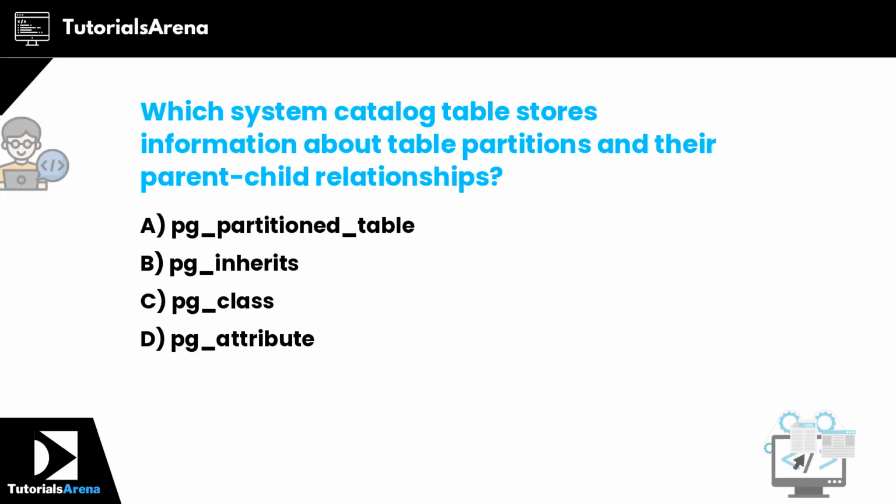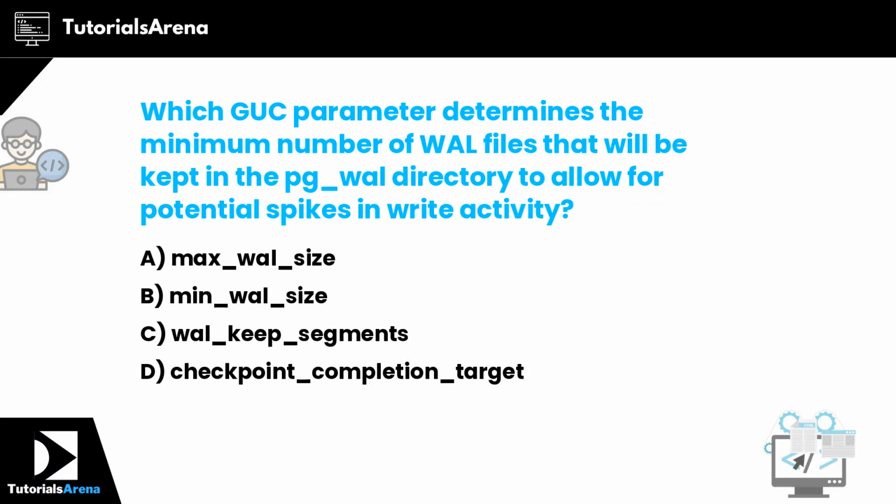Which system catalog table stores information about table partitions and their parent-child relationships? The correct answer is option A, pg_partitioned_table.